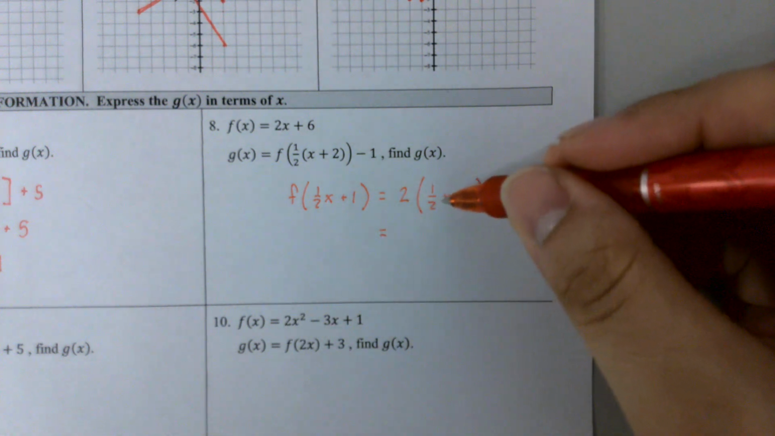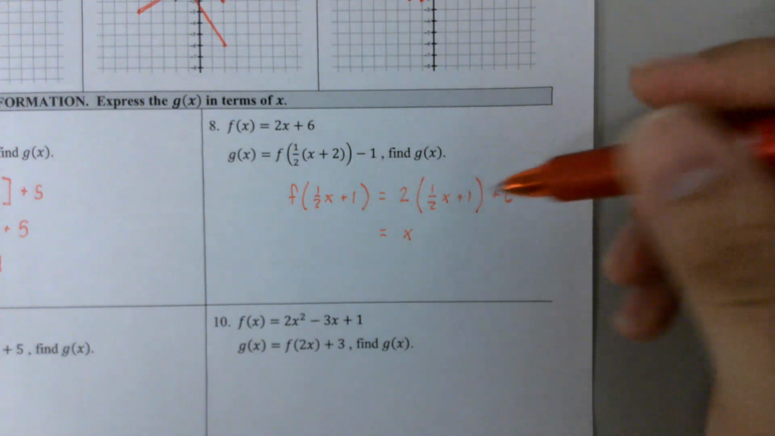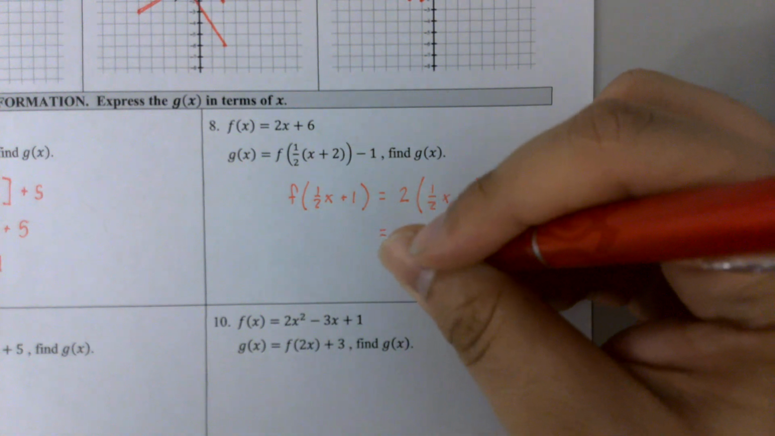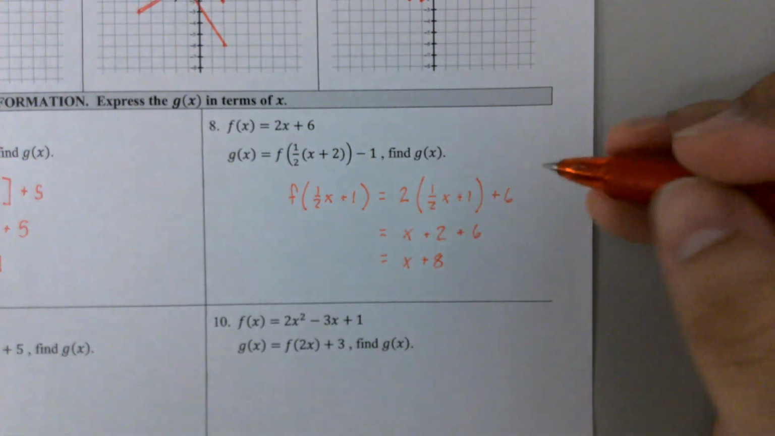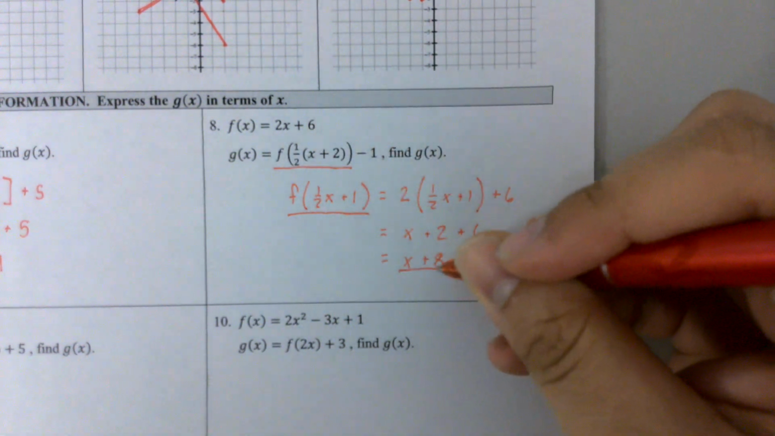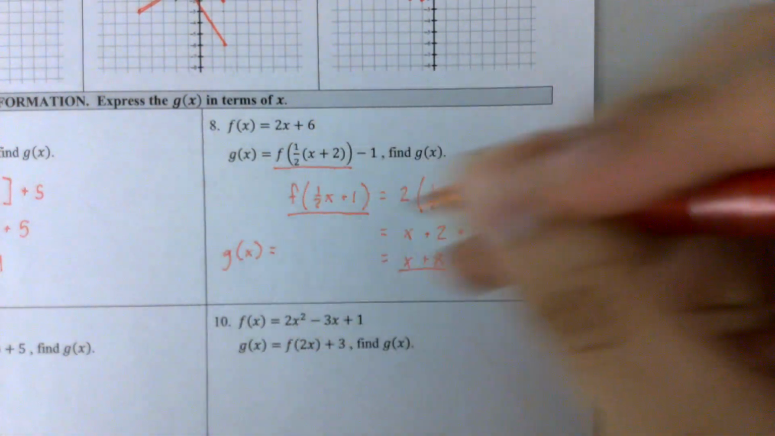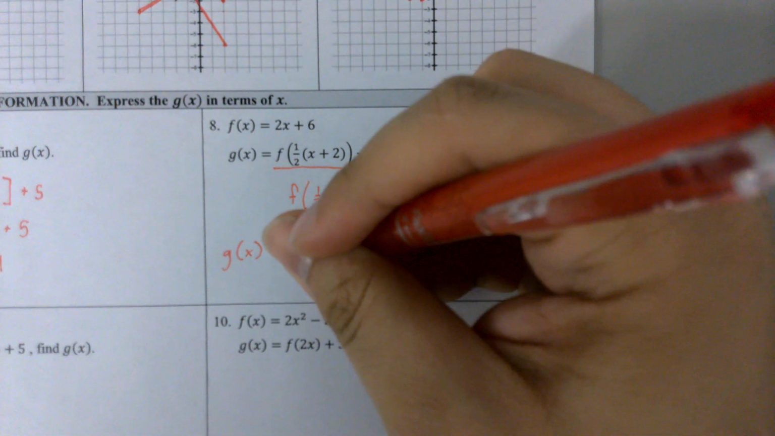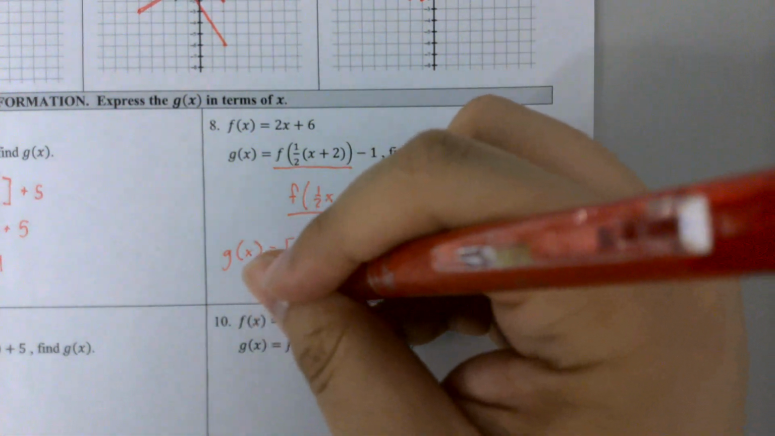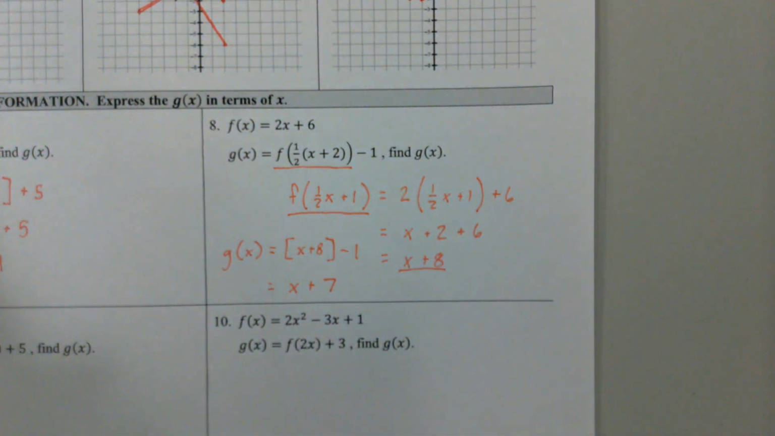Multiplying that out, we have 2 times 1/2 x, which is just going to be x. And then we have 2 times 1, which is 2, and then plus 6, we get x plus 8. So now we know that all of this, which was, again, all of that, is the same thing as x plus 8. So g of x is equal to x plus 8 minus 1, which is going to simplify to x plus 7. And so this is our final answer for number 8.